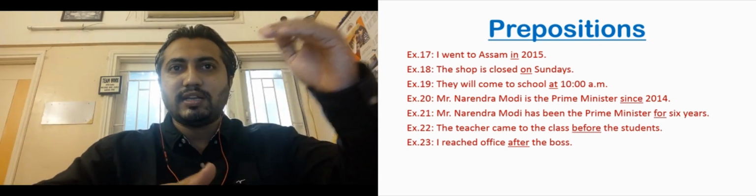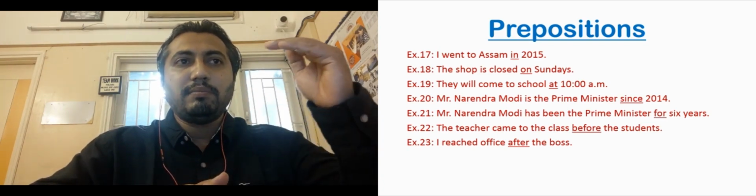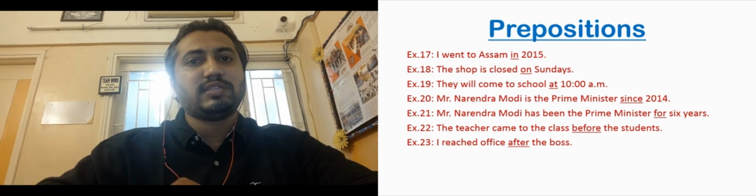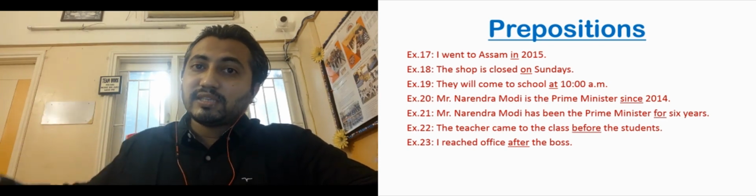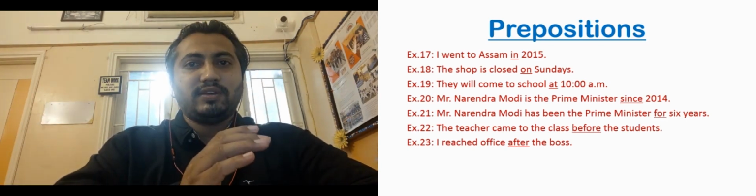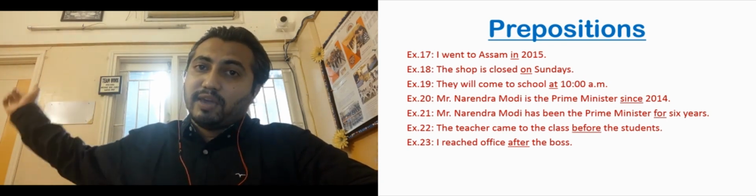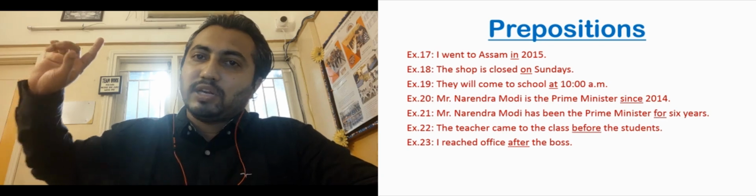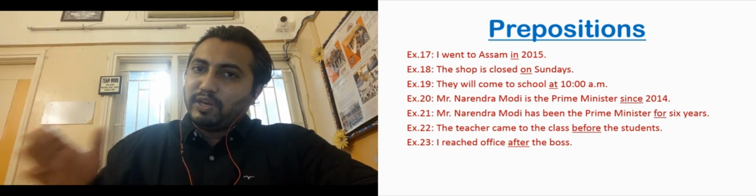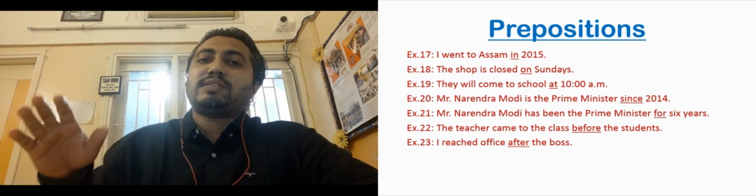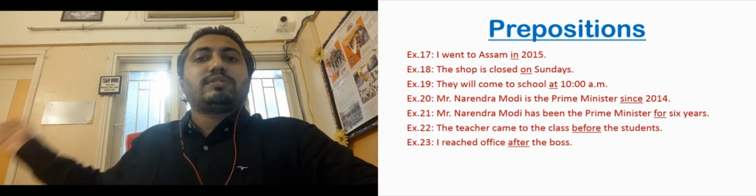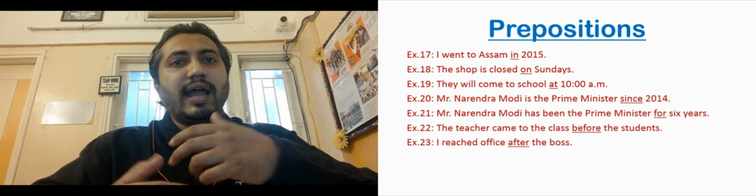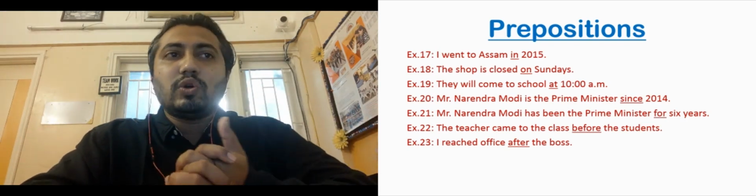Now the same sentence has been changed a bit. Mr. Narendra Modi has been the Prime Minister for 6 years. ओके, अभी 6 साल से वो प्राइम मिनिस्टर हैं, ठीक है, 2014 से वो प्राइम मिनिस्टर. We know the exact time 2014, so we will use the preposition since. We don't know 2014, we know that this many years, so we will say it for 6 years. Is that clear? This is the difference between since and for. Okay. Now let us go to the next example.